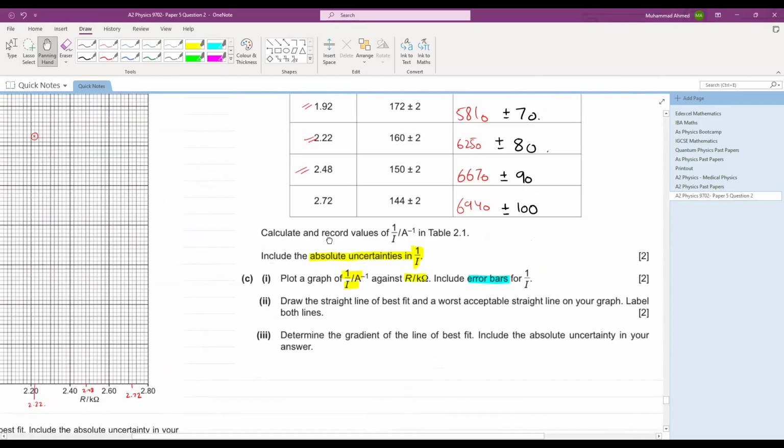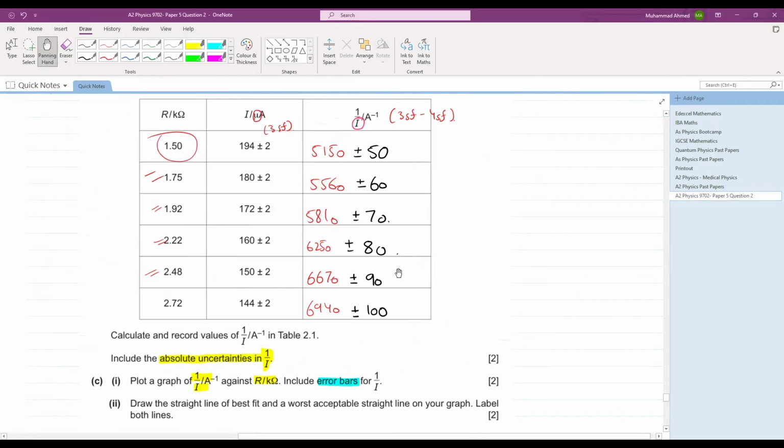Now what are error bars? Can you see these uncertainties? These uncertainties plotted on the graph are known as error bars. Let's see the first value of uncertainty, that is 50. And this uncertainty of 50 is in the value of what? 5150. Perfect. So what can be your maximum value here? Your maximum value here will be 5150 plus 50, that is 5200. What will be your minimum value here? Your minimum value here will be 5150 minus 50, that is 5100. So your values can range from a maximum of 5200 and a minimum of 5100.